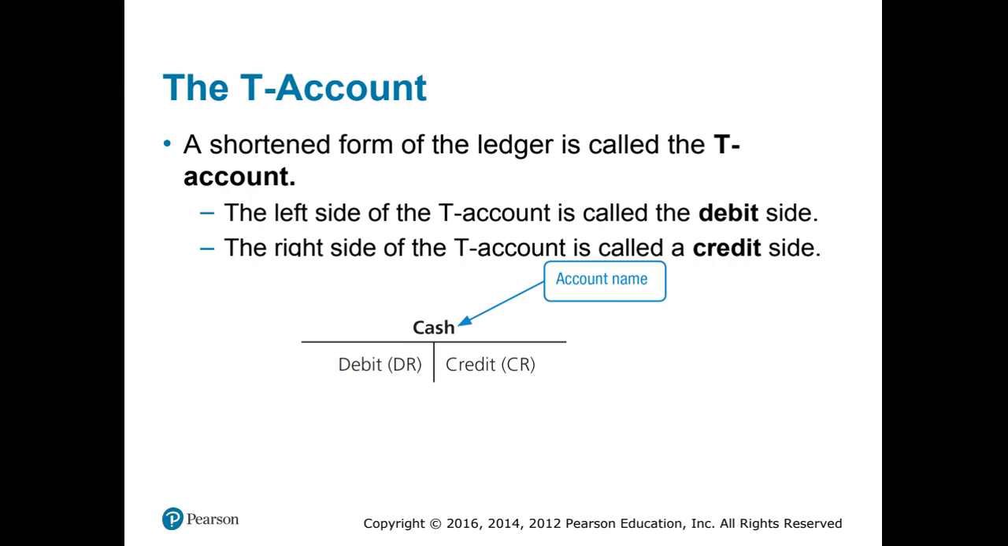And then a shortened form of the ledger is called the T account. So we have the left side of the T account, which is the debit side. We have the right side of the T account, which is the credit side. And so here we're looking at the cash account. We have the debit on the left, the credit on the right.